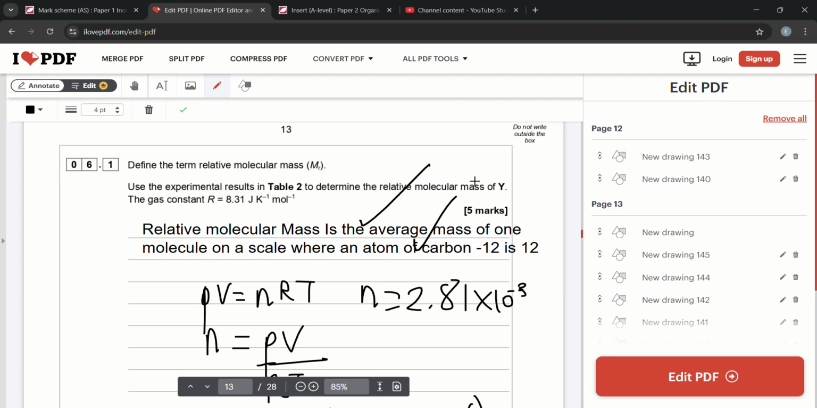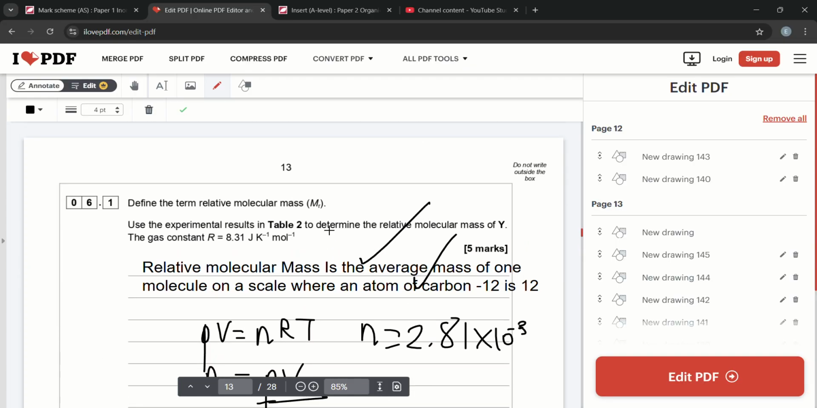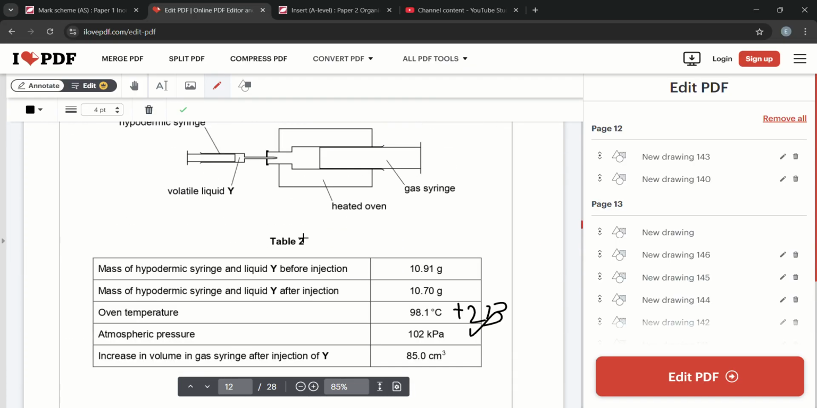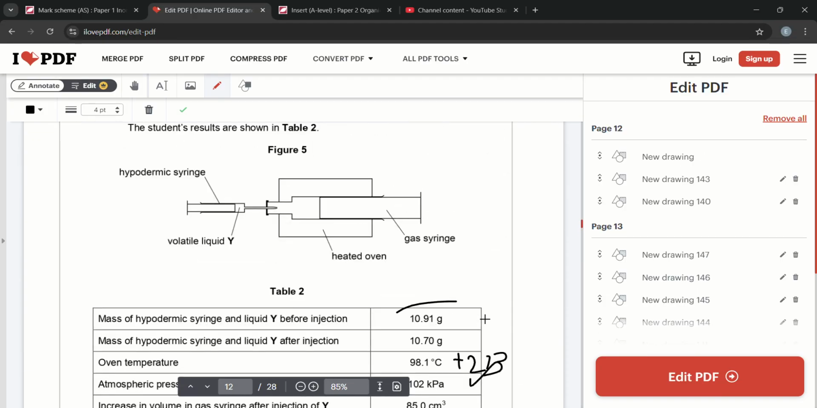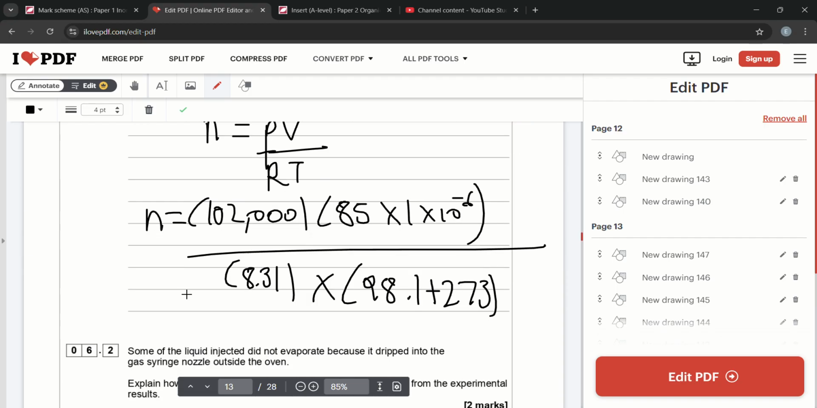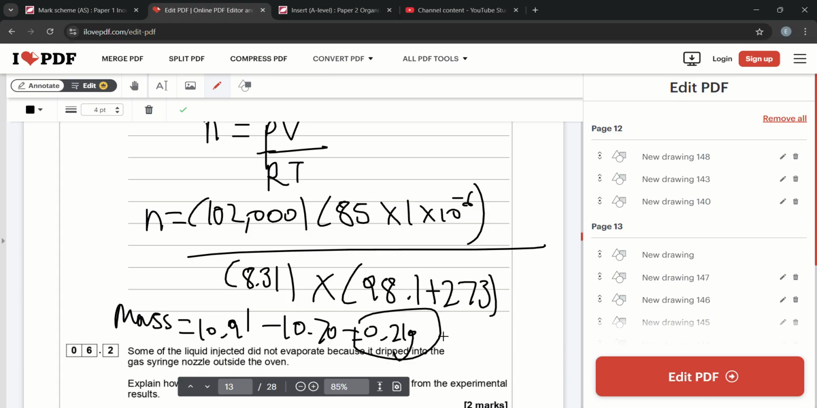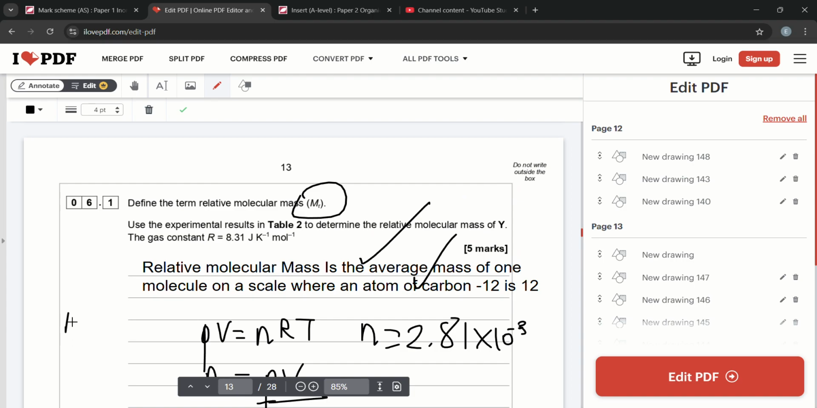Now that's the moles. What we're trying to find is Mr, the relative molecular mass. So we need to know the mass, and to find the mass of liquid Y, we're just going to subtract these two. So mass equals 10.91 minus 10.70, which gives 0.21 grams. That's the mass of Y. Therefore, we know moles equals mass over Mr, the classic equation.